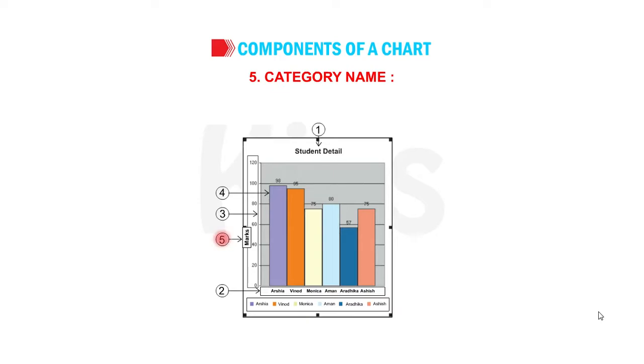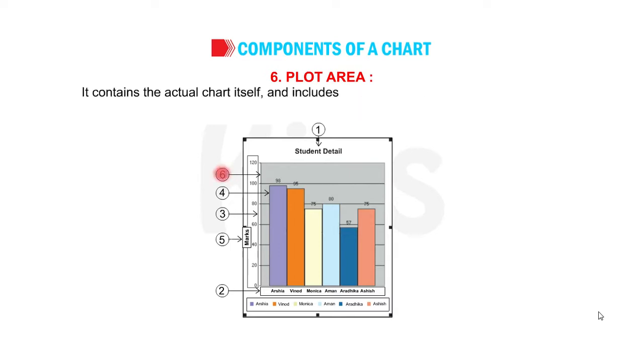Number 5. Category name. Category names are the labels which are displayed on the x and y axis. Number 6. Plot area. Plot area is a window within the chart area. It contains the actual chart itself and includes plotted data, data series, category and value axis.